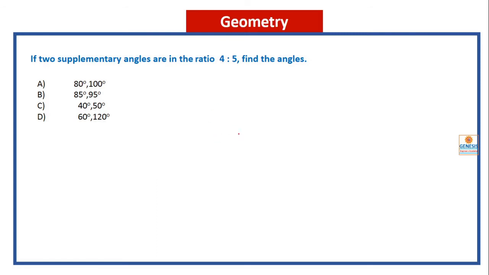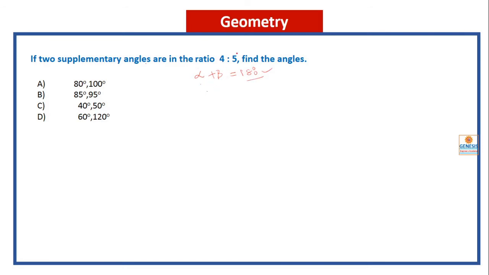So if you remember all these angles, it is easy to solve any type of problem at a glance. Okay, so if two supplementary angles, suppose alpha, beta, supplementary means the sum is 180. You got my point? So 180.